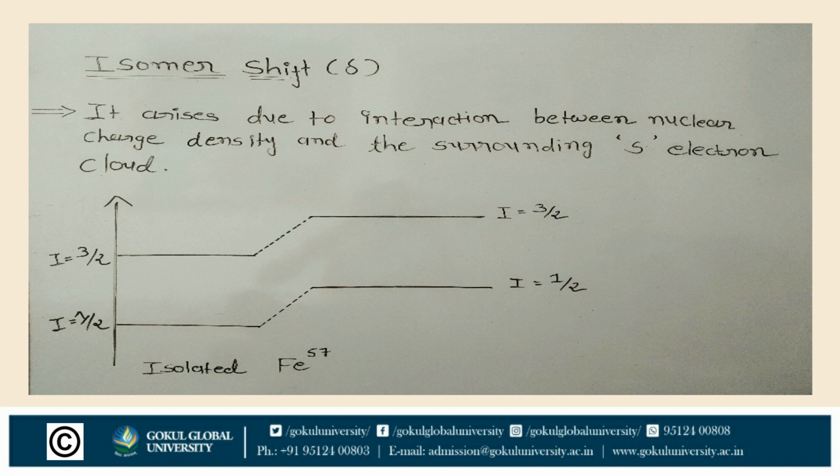When we interpret the Mössbauer spectra, we get three things. First, isomer shift; second, quadrupole splitting; and third, hyperfine splitting. Firstly, we see what the isomer shift is. It is shown by delta, and it arises due to the interaction between the nuclear charge density and the surrounding s electron cloud. When the nucleus interacts with the surrounding s electron density, it shifts the peak or the dip from its original position to a somewhat different position.